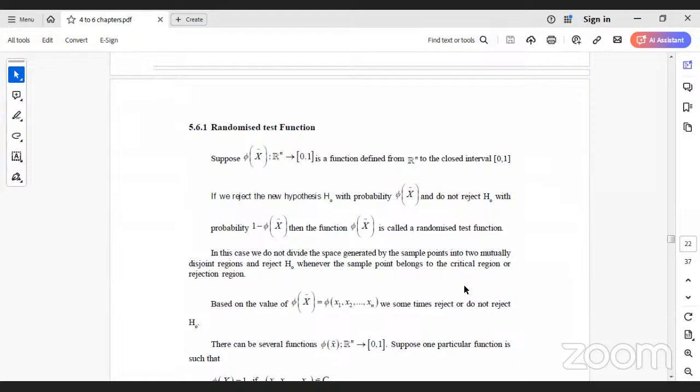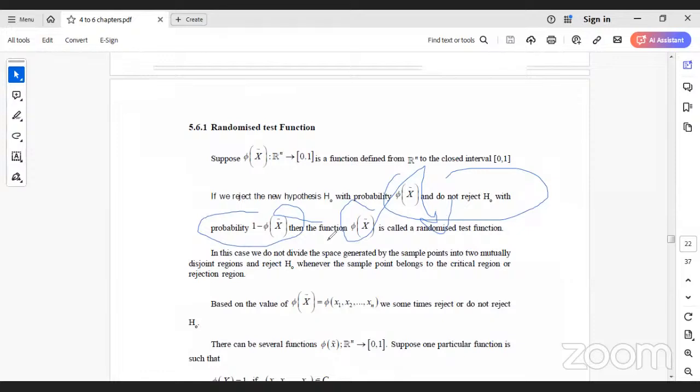The function phi of x is called a randomized test function. Given the sample x bar, we do not reject H0 with probability 1 minus phi of x bar. Therefore phi of x is called a randomized test function. In this case, we do not divide the space generated by the sample points into two mutually disjoint regions and reject H0 whenever the sample points belong to the critical region or rejection region. Based on the value of phi of x bar equal to phi of x1, x2, ..., xn, we sometimes reject or do not reject H0.